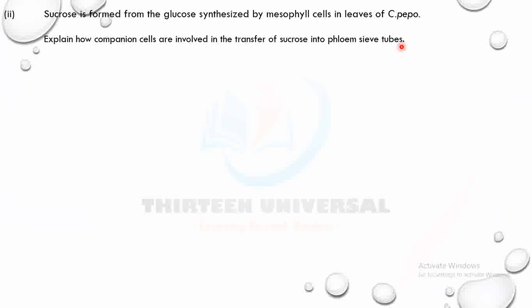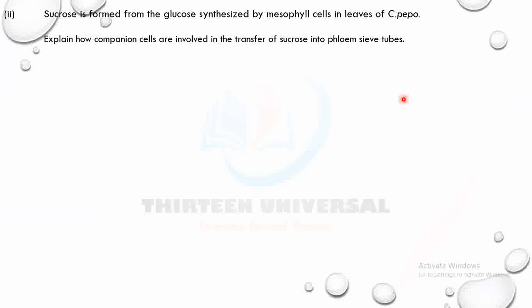How do they load sucrose? They have a hydrogen ion pump, which pumps hydrogen ions from the cytoplasm to the cell wall, and then sets up a hydrogen ion gradient. So hydrogen ions move in through a co-transporter. Hydrogen ion is moving in by facilitated diffusion.